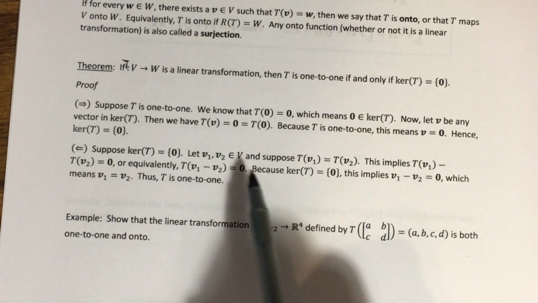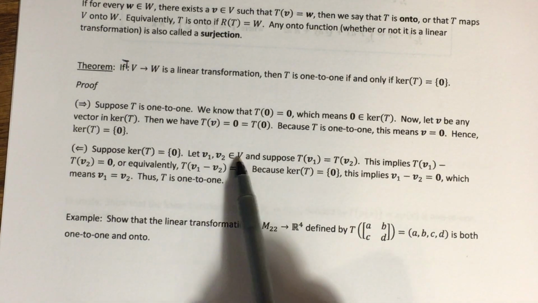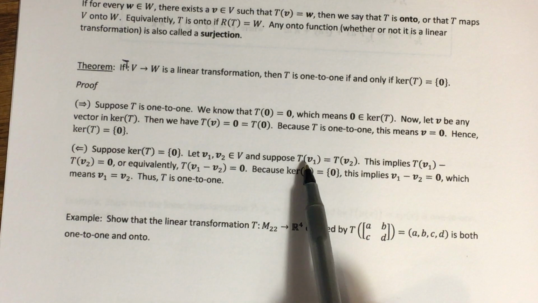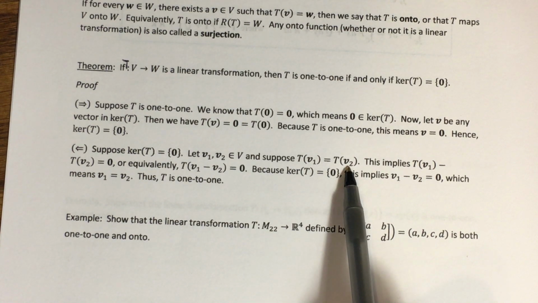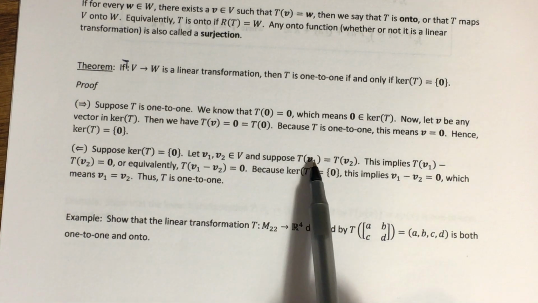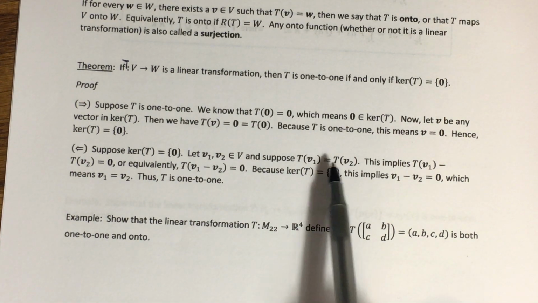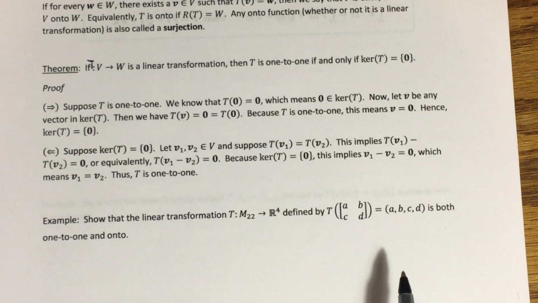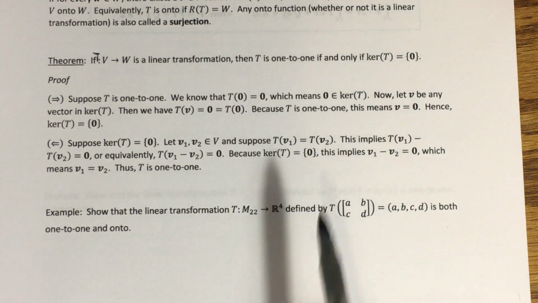So what we're going to do is pick two vectors in V such that their images are equal to each other. And the goal now is to use this assumption that the kernel of T is 0 to prove that this implies that V1 is equal to V2. That would establish that we have a 1-to-1 transformation.